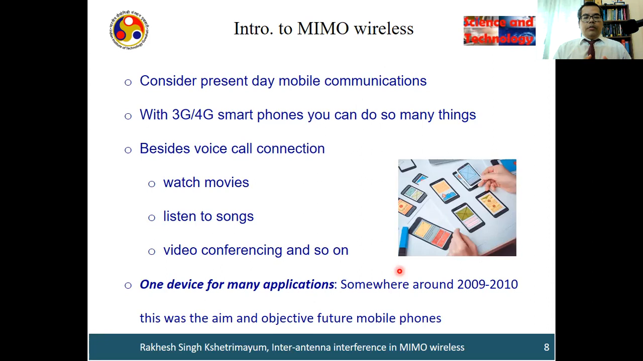We used to have this kind of discussion somewhere in 2009, 2010 in one of my elective courses, advanced topics in communication systems, for final year MTech students and PhD students. When we discussed software defined radio, we actually wanted to have some device which can be used for many applications. And today's smartphone is one real example of that. You can do so many things with one device.